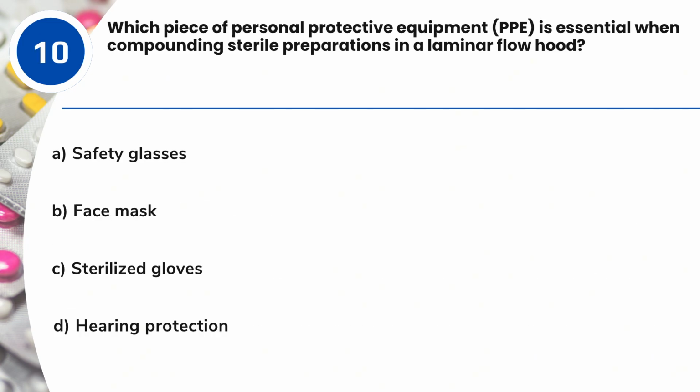Question 10. Which piece of personal protective equipment, PPE, is essential when compounding sterile preparations in a laminar flow hood? A. Safety glasses. B. Face mask. C. Sterilized gloves. D. Hearing protection.